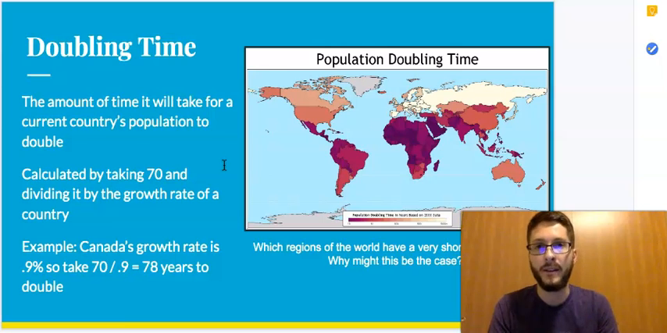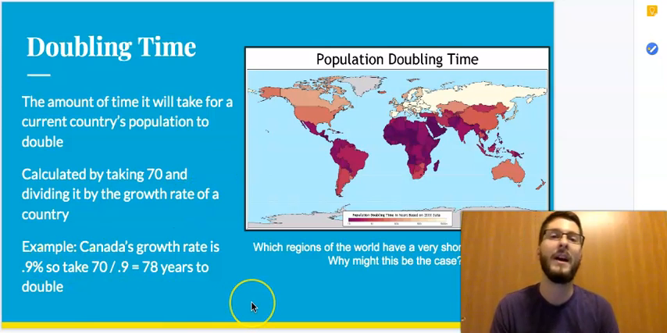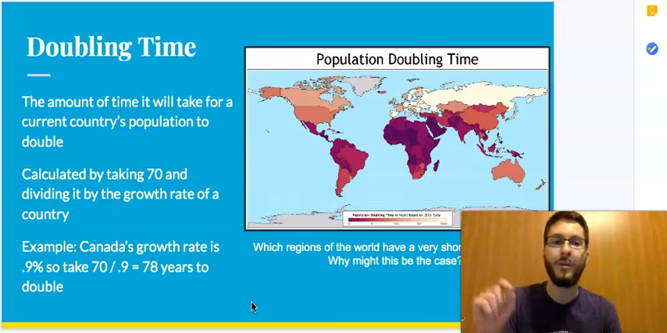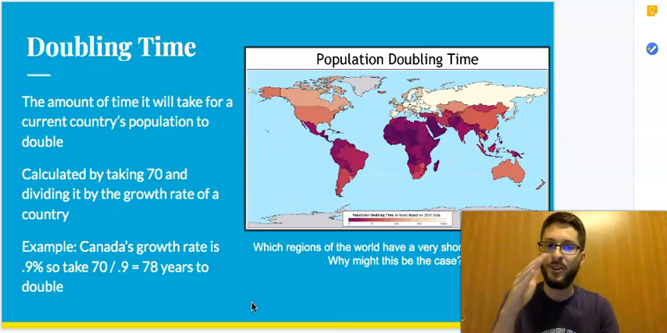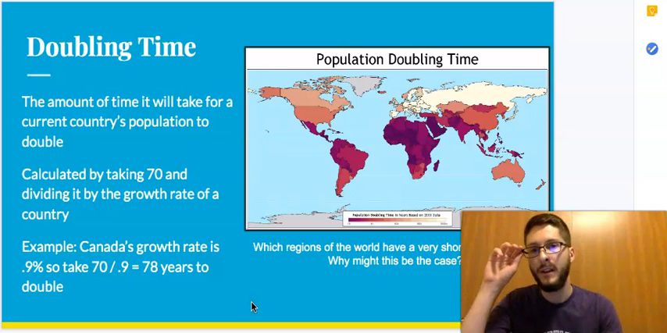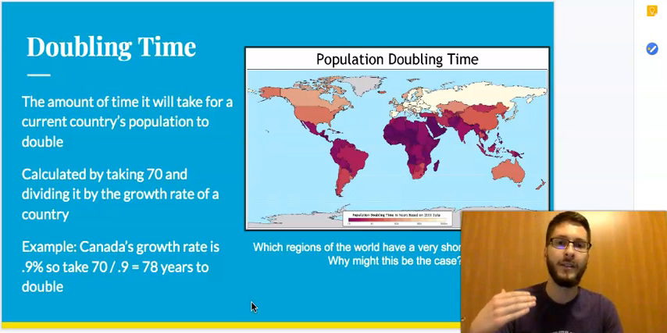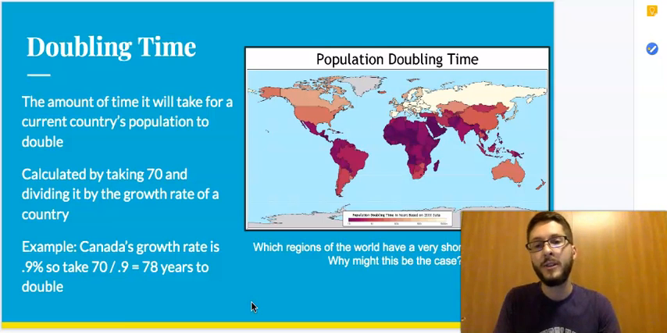So for example, Canada is growing at a rate of 0.9% per year. So that's less than 1% growth per year. That's very minimal. All right. So if you take that number 70, you divide it by 0.9, it gives you 78, okay? 78 means 78 years that it would take to double Canada's population. So if we go into the future, it's the year 2098, maybe Canada's population will be twice the size. Now, that takes into account the current growth rate.